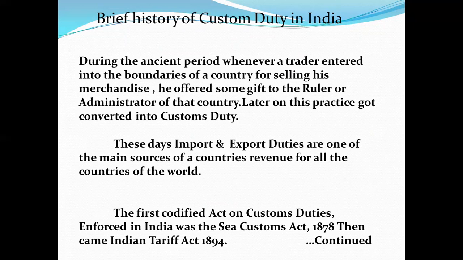At that time, India was ruled by kings or other administrators. The rulers allowed foreign people to come to our country and to make trade. Those people gave some kinds of gifts to the rulers or administrators. That form of gift was converted into the customs duty which we see today. These days, import and export duties are one of the major sources of a country's revenue, and all the countries in the world have imposed import and export duties also.